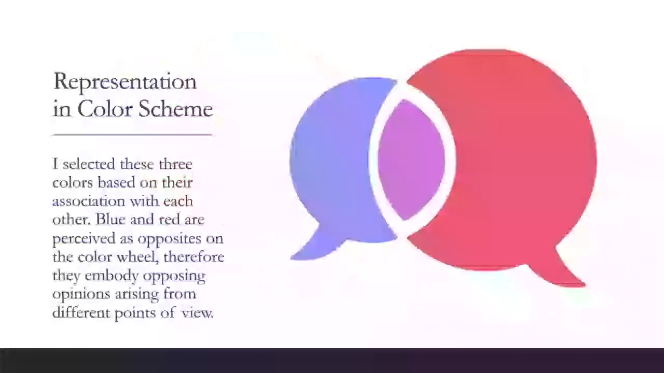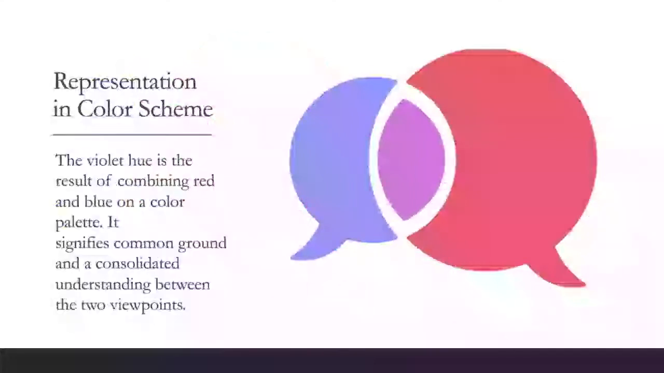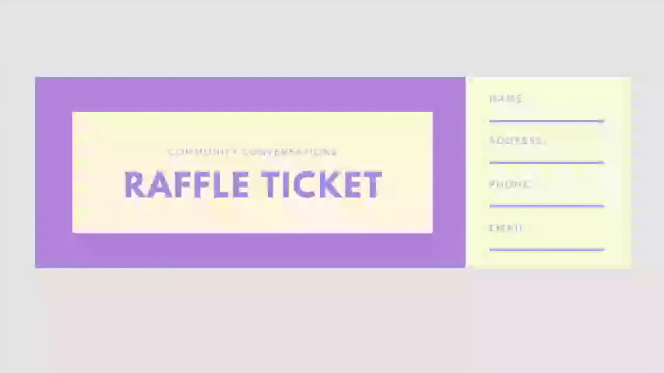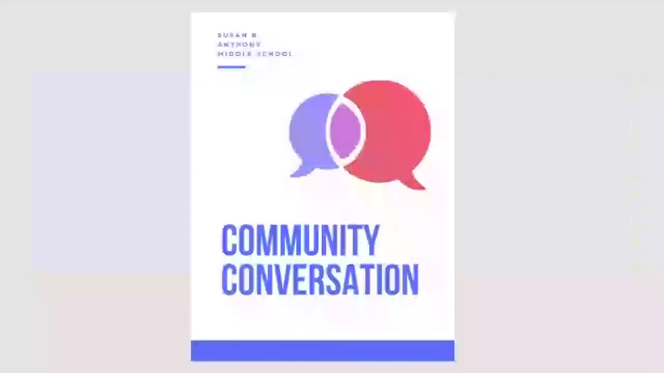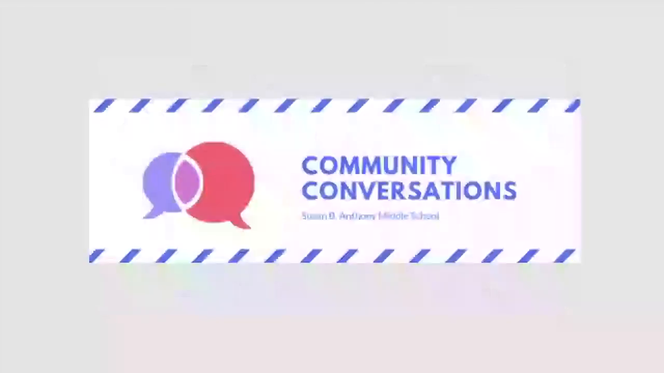So this is the representation in color scheme. If you didn't know, blue and red are perceived as opposites on the color wheel, therefore they embody opposing opinions arising from different points of view. And then the violet hue in the center represents common ground, like I said before, a consolidated understanding between two viewpoints. I did this whole project for KSDL, which is a competition, and a rubric required me to have a raffle ticket, a flyer, a t-shirt, and a banner.